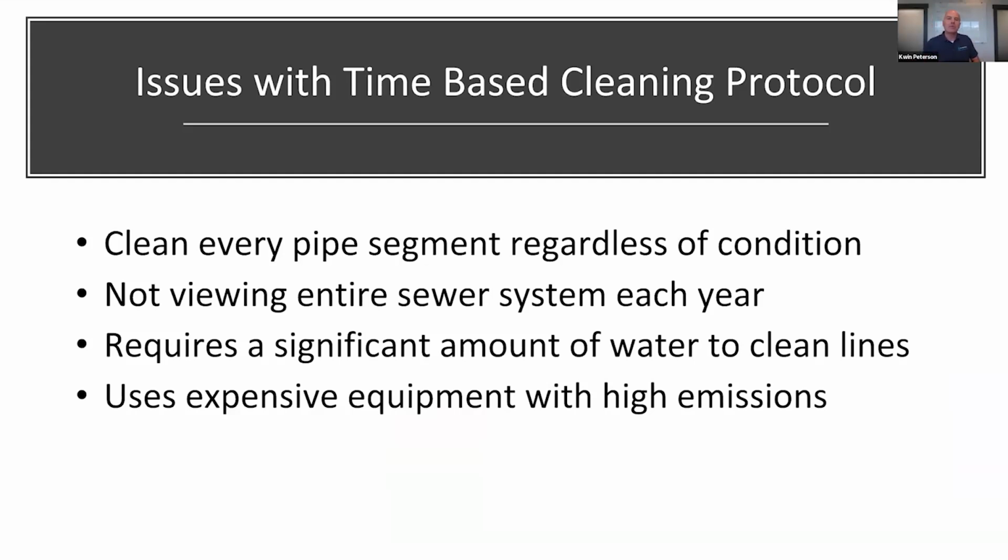There are a few problems with this time-based protocol. First of all, we're going to clean every pipe in the system, even though most of the pipes don't need it. We're going to treat every asset exactly the same. We're only going to see that portion of the system that we're looking at this year. If we're on a 3-year rotation, we will only see 33% of the system, which means we're not seeing 2/3 of the system. And that's where the latent risk happens. That's where the backups occur. That's where the spill happens, that when somebody says, why didn't this get cleaned? The answer is, well, it was supposed to get cleaned. It was on the schedule.